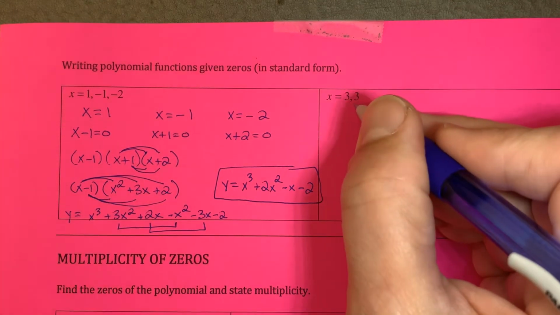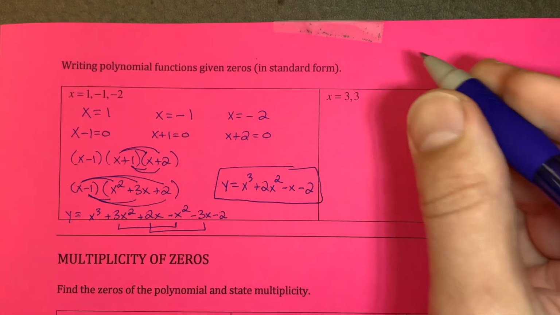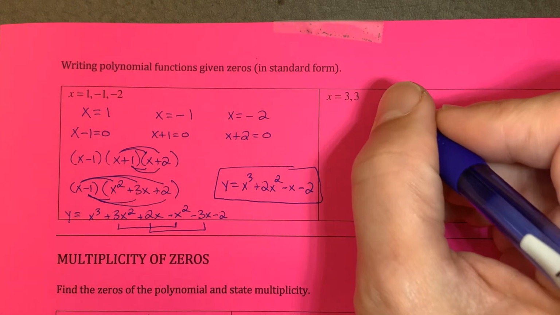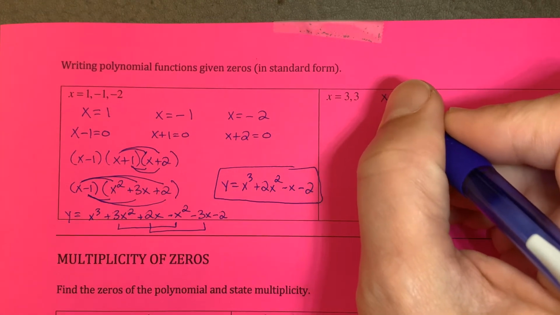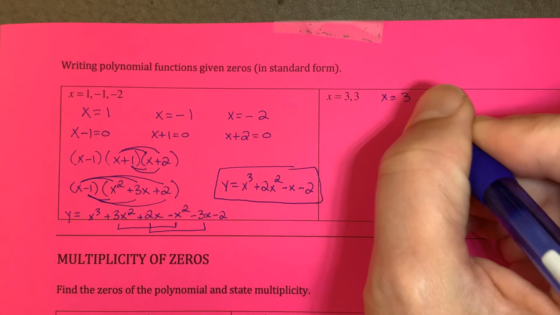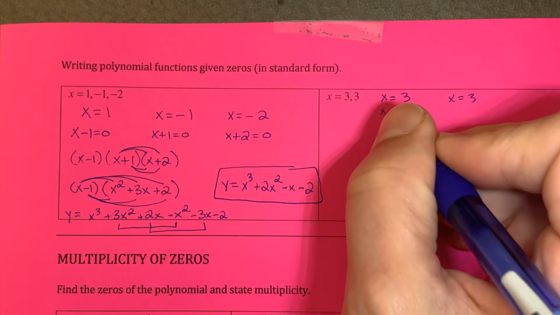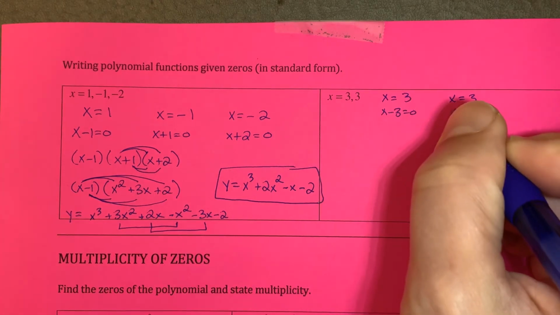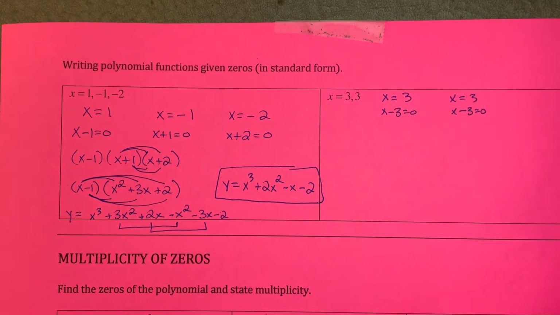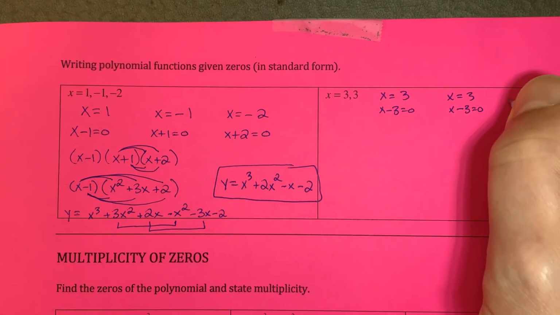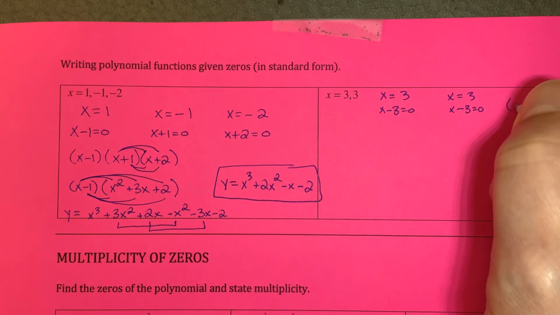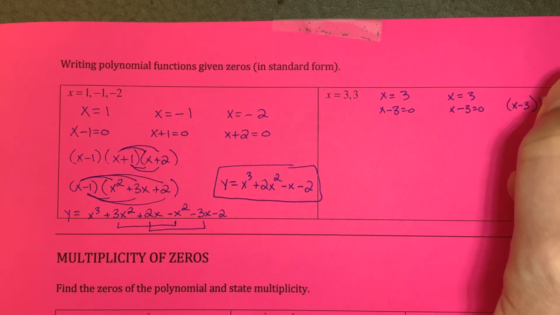Over here, we've got two of the same thing, two of the same zeros. That could be written, let me do this first. X equals 3, x equals 3. When you move it over, you would get x minus 3 equals 0, and x minus 3 equals 0. Sometimes, whenever you have the same expression written twice, you might see it like this.